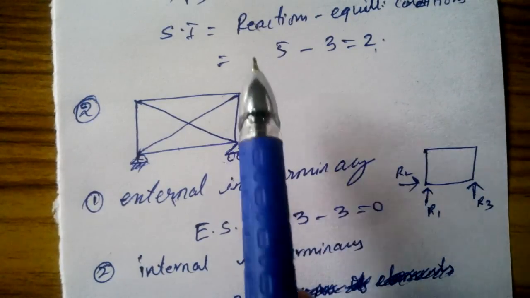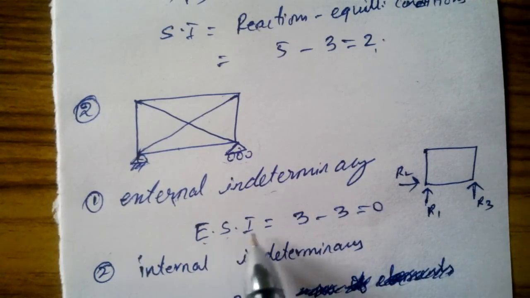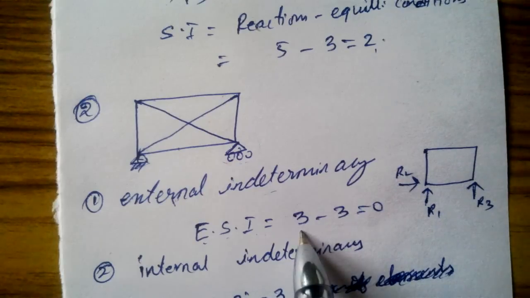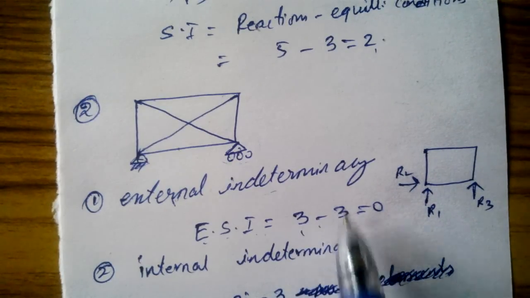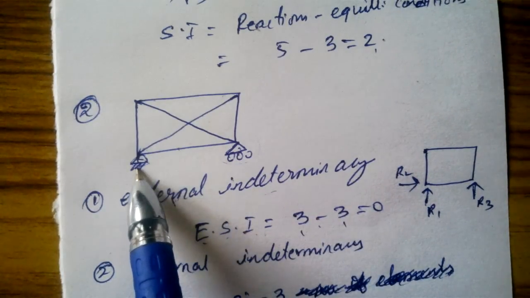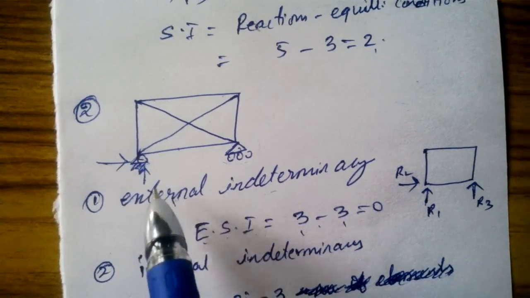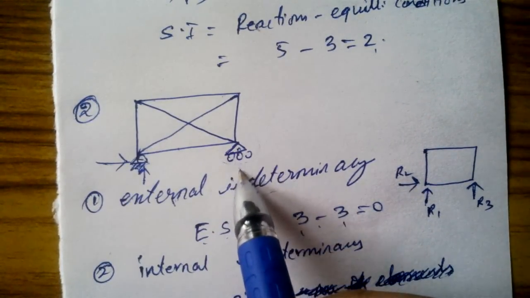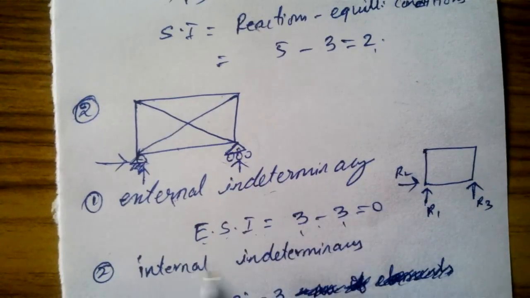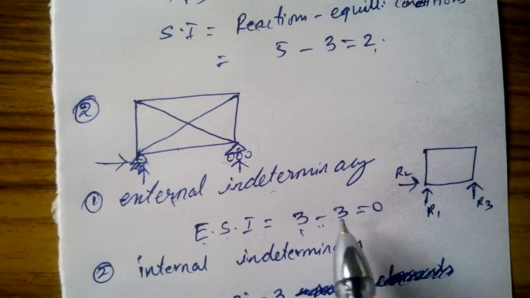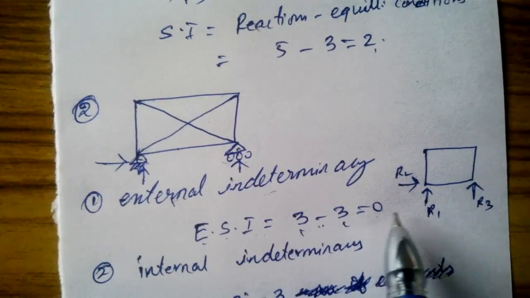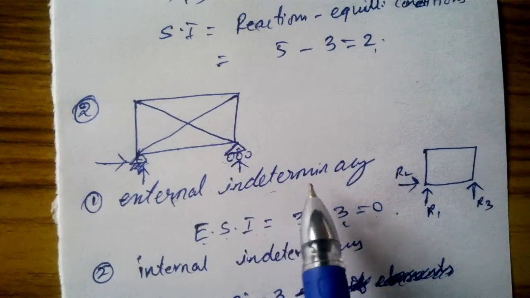The same formula is used here: external indeterminacy equal to number of reactions minus equilibrium conditions. So the number of reactions is 3. For this support there are 2 reactions, plus for this support there is one more reaction. So 3 reactions minus 3 equilibrium conditions equal to 0. So external indeterminacy equal to 0.